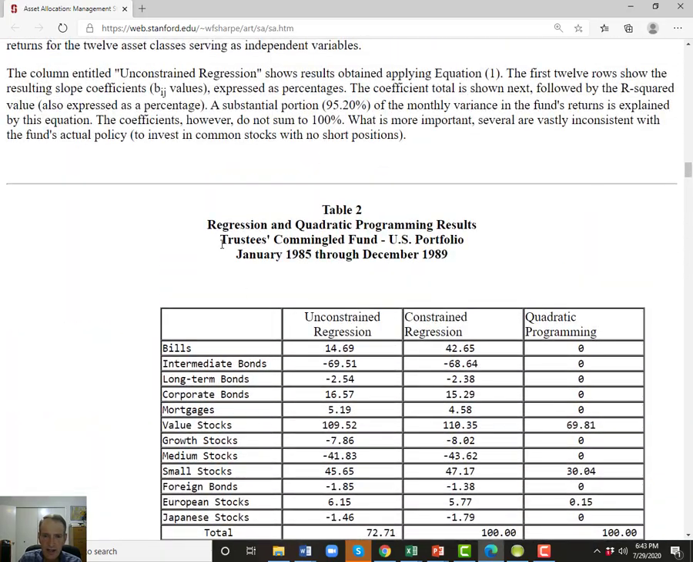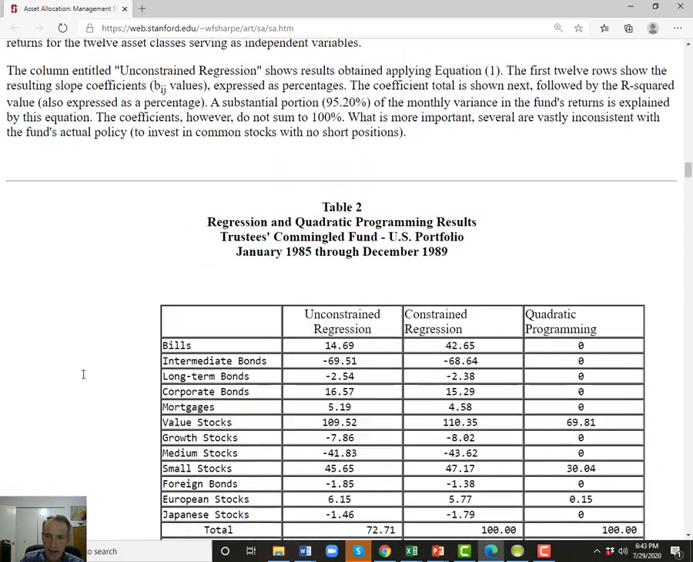So what he's doing, he's just got a mutual fund. We will talk about mutual funds in our class when we get to the second section of the class. This is the mutual fund. It's called Trustees Commingled Fund. And we'll talk about commingled funds as well. So this is probably a commingled fund, not a mutual fund, but they're very similar. And he wants to figure out what risk this fund is taking. What markets is it exposed to?